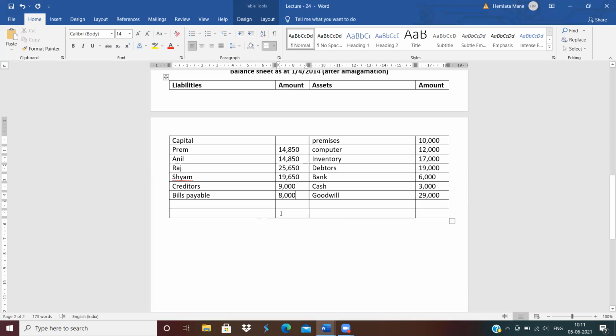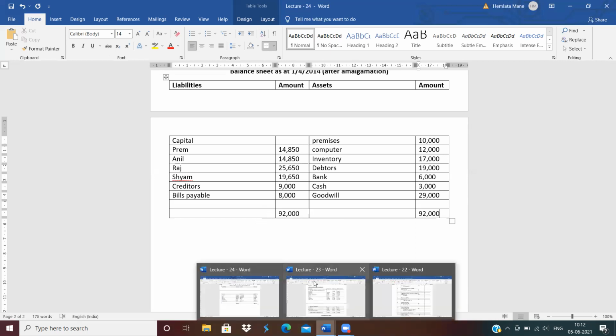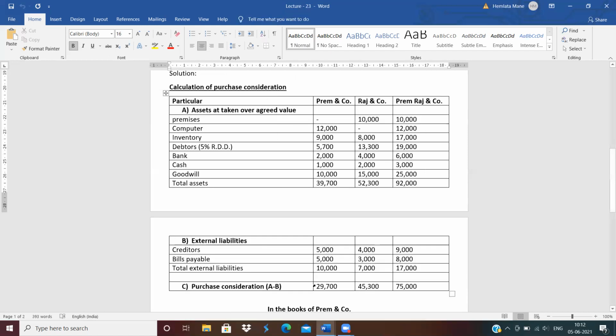Tally the balance sheet. Total is 92,000. Clear? How to prepare the balance sheet is very easy. For preparing the balance sheet after amalgamation, you have to take the figures from the purchase consideration, which we already solved in the last video.